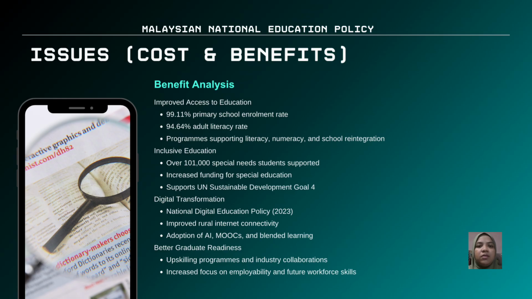Finally, for my last section on slide 5, let's look at the positive side through the benefits analysis. Despite the cost, this policy delivers massive life-changing returns. First, it has significantly improved access to education, giving Malaysia a 99.11% primary school enrollment rate and a high 94.64% adult literacy rate. Second, our policy champions inclusive education by funding special literacy and numeracy programs, supporting over 101,000 special needs students, which directly aligns with the UN Sustainable Development Goal 4.